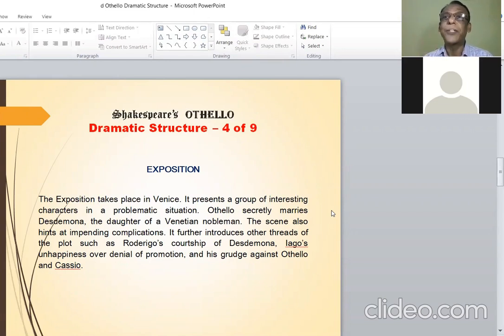For example, Cassio's promotion to lieutenancy. Well, that's also a problem, because Iago has been expecting a promotion, but in its place, Cassio has been appointed. So it further introduces the threats of such plots: Rodrigo's courtship of Desdemona, Iago's unhappiness over denial of promotion, and his grudge against Othello and Cassio. So the problematic situation is presented in Act 1, which is exposition.